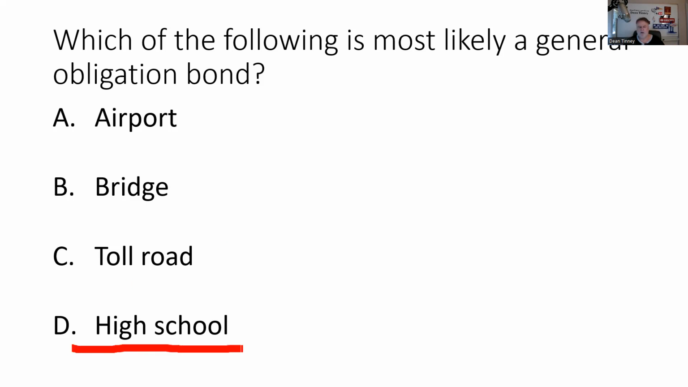Public education is financed through taxes, GO bonds. So the big distinction between a GO and a revenue is GOs are backed by taxes. On local government, city, county, school districts, it's going to be a property tax. And revenue bonds are backed by user fees.